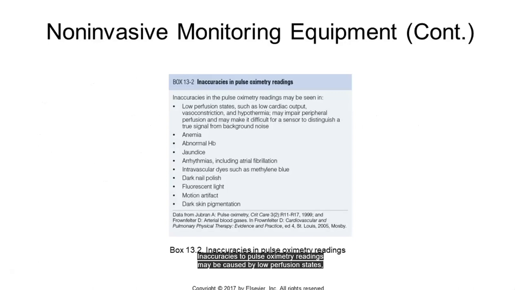Inaccuracies in pulse oximetry readings may be caused by low perfusion states, such as low cardiac output or shock, vasoconstriction and hypothermia, anemia or abnormal hemoglobin, jaundice, arrhythmias, including atrial fibrillation, intravascular dyes, such as methylene blue, that may be used to test the urinary tract for leaks and fistulas, and parathyroid studies, or may be administered to treat methemoglobin, dark nail polish, fluorescent light, motion artifact, and darker skin pigmentation.